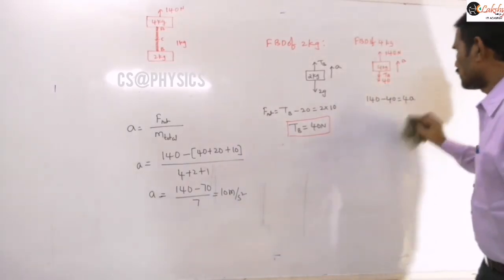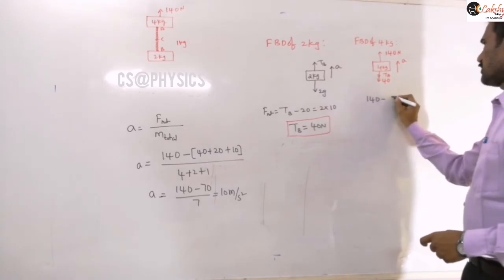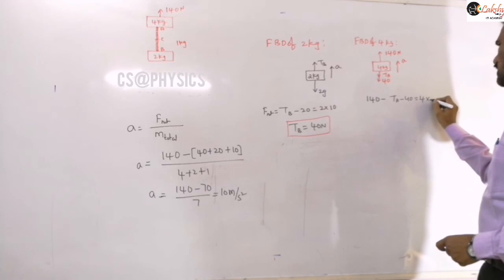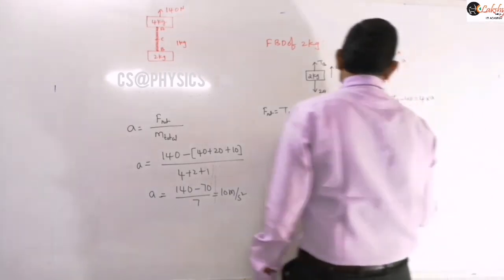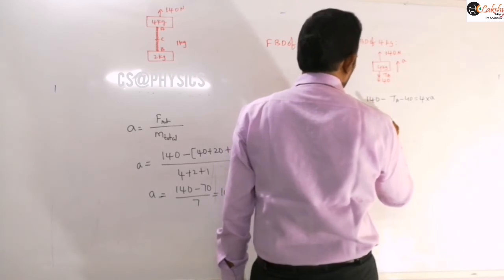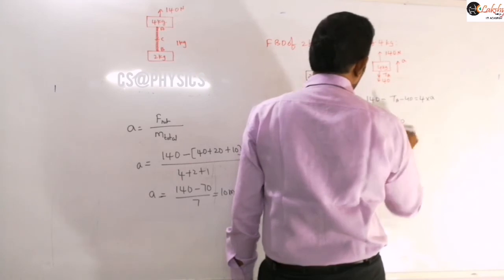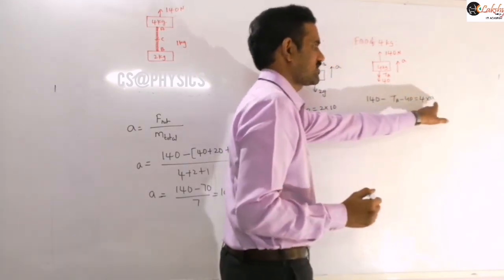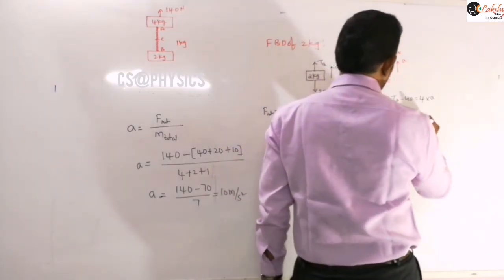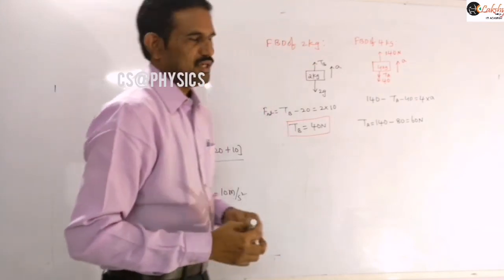So this equation will be 140 minus TA minus 40 is equal to 4 into A. And therefore I can write TA is equal to 140 minus 80, because here this 40 also you will get. After simplifying you will get this value as 60 newtons. So that is the tension at point A.